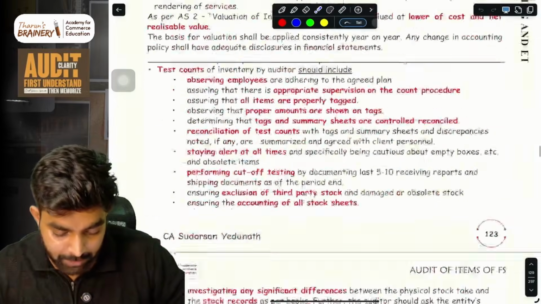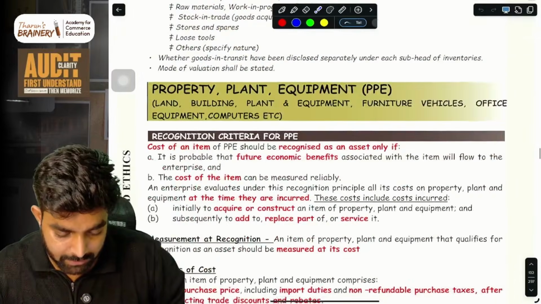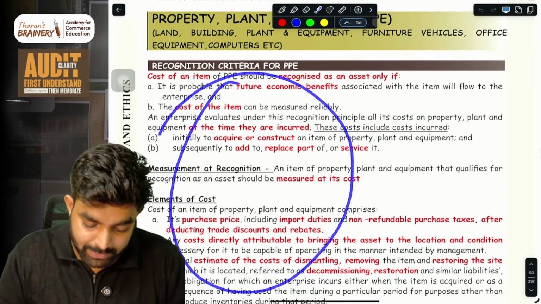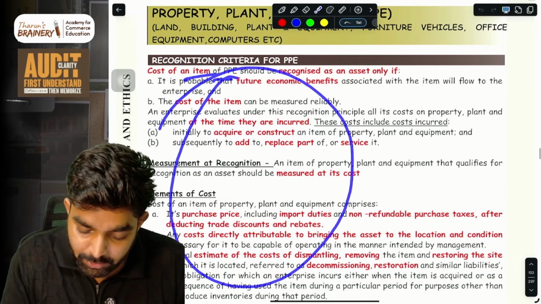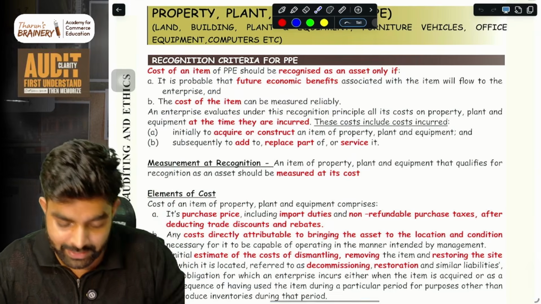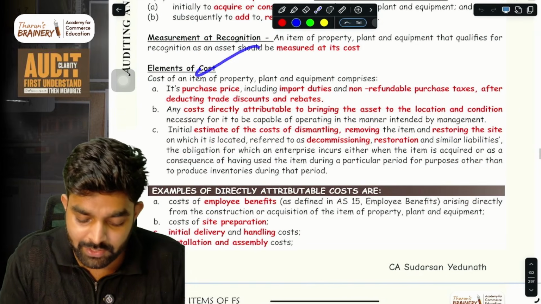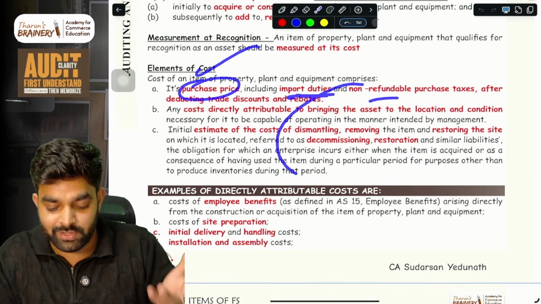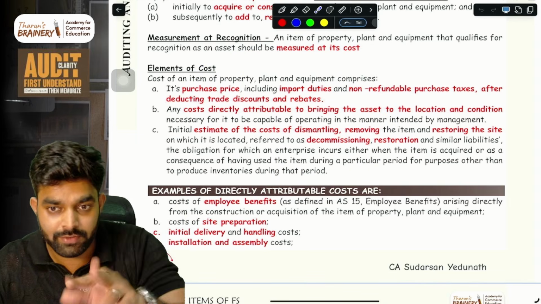Then in case of PPE, I'll show only one thing which you have to learn from the book. This one. That is measurement and recognition. That is, the cost of an item of PPE is recognized only if the future economic benefits will come. You learned it in the accounting standard, right? That is why I have not put it in. Then what are the elements of cost? The purchase price, import duties, all these things. These two topics you have to learn from the book. Okay.